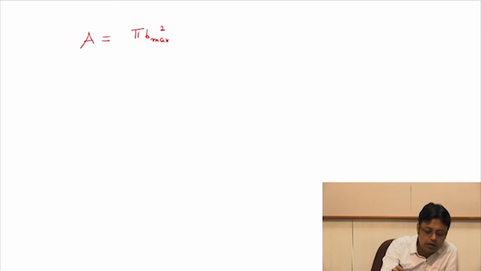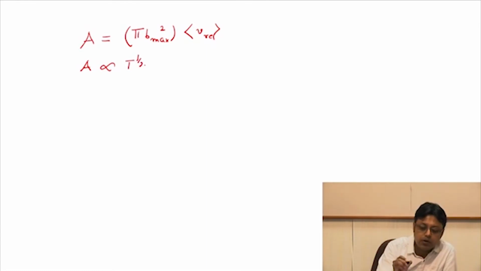So A is nothing but pi b max squared times V relative average. Now you see that A has a temperature dependence because V relative goes as the square root of temperature. So the temperature dependence is not only coming from the exponential part, it is also there. So the pre-exponential factor is also temperature dependent. Now we'll give you some problem sets where you will be asked to use this formula and calculate the rate constant for a reaction for which you already know the rate constant.